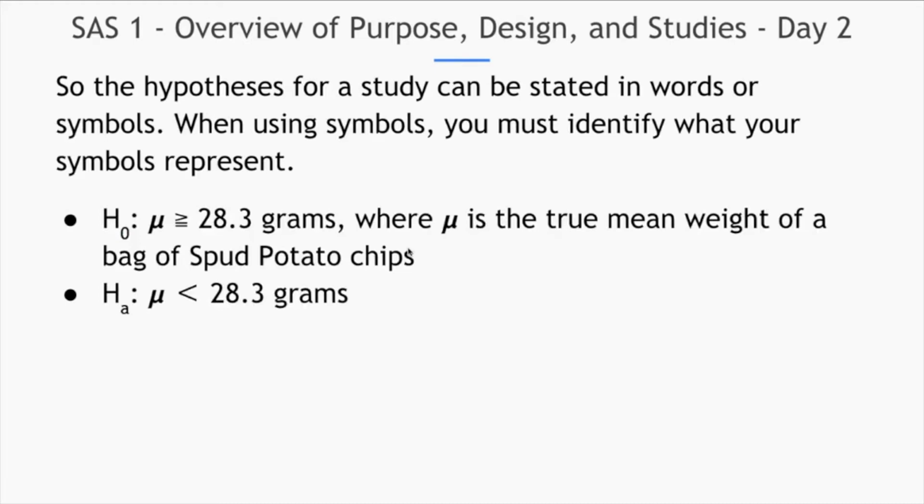All right, so the hypothesis for a study can be stated in words and symbols. When using symbols, you must identify what your symbols represent. So H subscript null, which means the null hypothesis, is that mu is greater than or equal to 28.3 grams, where mu is the true mean weight of a bag of Spud potato chips. And the alternative hypothesis, or H subscript A, is mu is less than 28.3 grams. Notice we don't have to write the definition of mu again because we did it in the null hypothesis. We don't have to write it again in the alternative hypothesis because they're right next to each other, and so you can see what mu stands for.